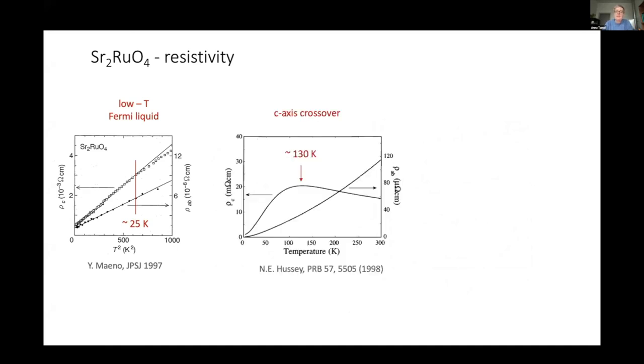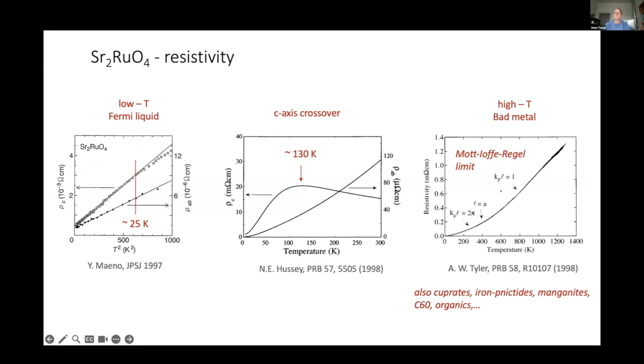As you warm up, you observe first a crossover along the C-axis into an insulating state, whereas the in-plane resistivity keeps on increasing. And at even higher temperature, this resistivity never saturates, so it keeps going up beyond the Mott-Ioffe-Regel limit. Here you have a different definition. The resistivity increases, and the mean free path becomes much smaller than the size of your Brillouin zone. This situation is described as a bad metal.